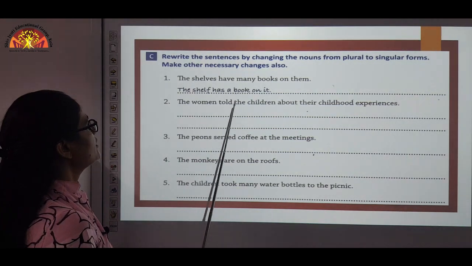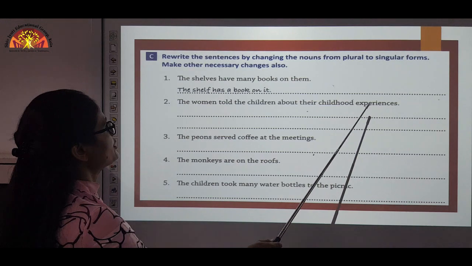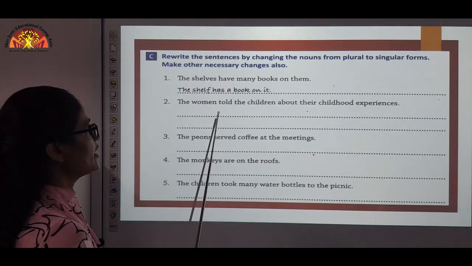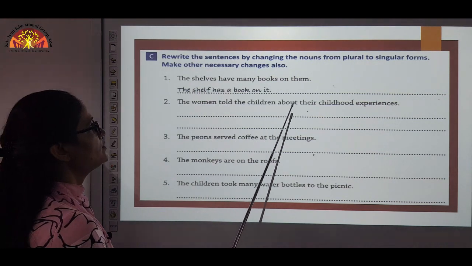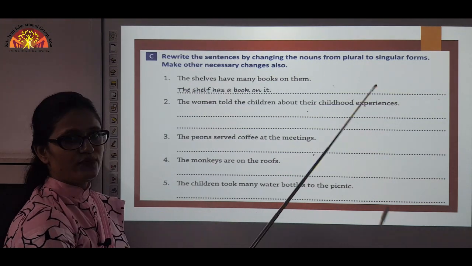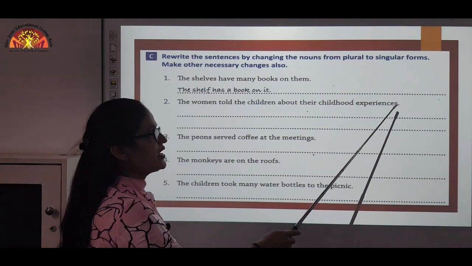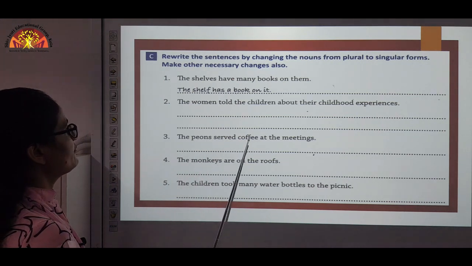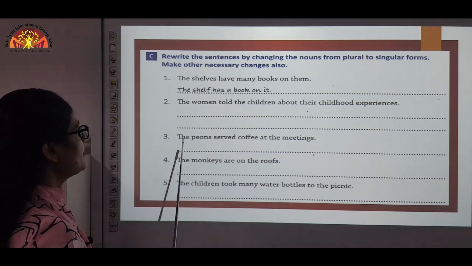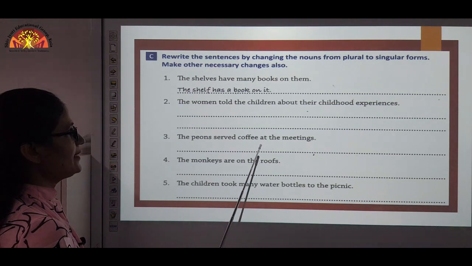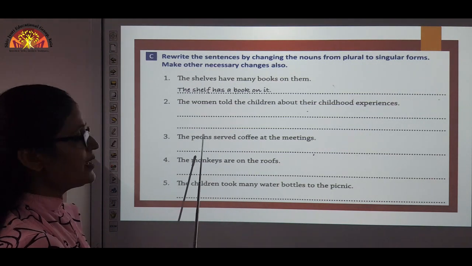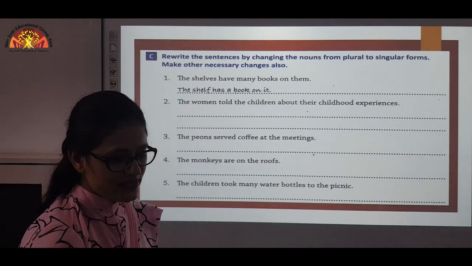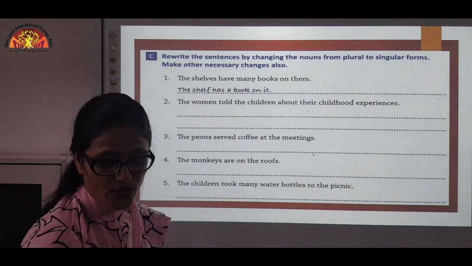The woman told the children about their childhood experiences. Now the correct sentence will be the woman, M-A-N हो जाएगा, told the child about her childhood experience, full stop. Experiences की जगह पर हो जाएगा experience, okay? The peons served coffee at the meetings. The peon served coffee at the meeting. Peon हो जाएगा peons की जगह पर और meeting हो जाएगा meetings की जगह पर. Like this you can do rest of the sentences of your own. Okay.